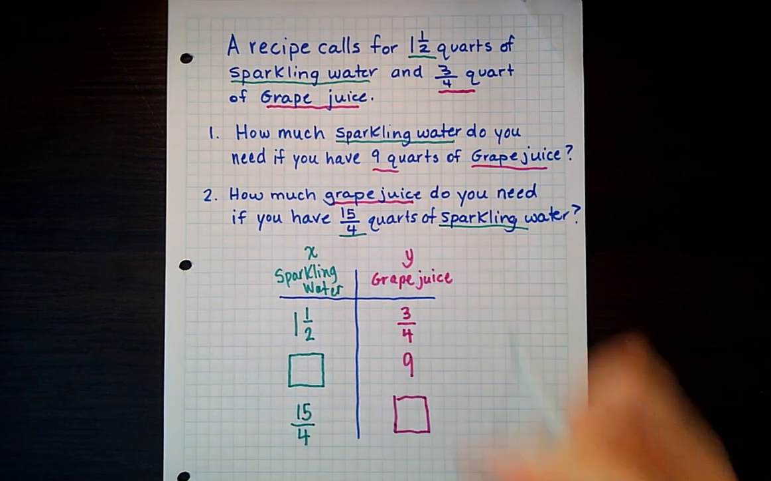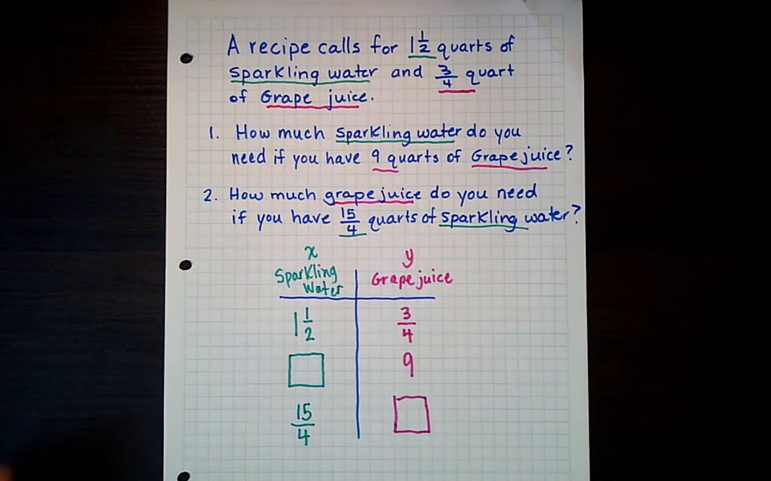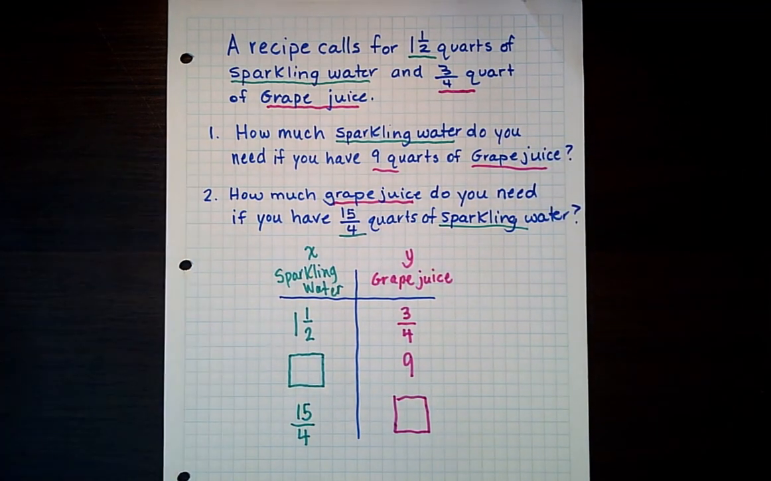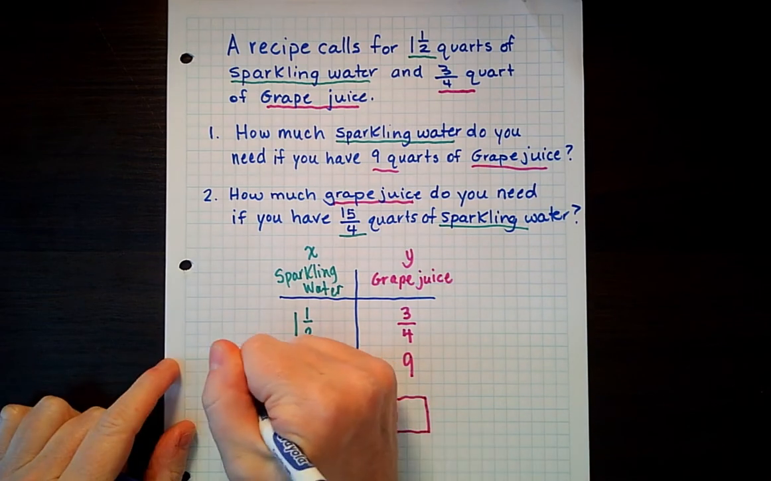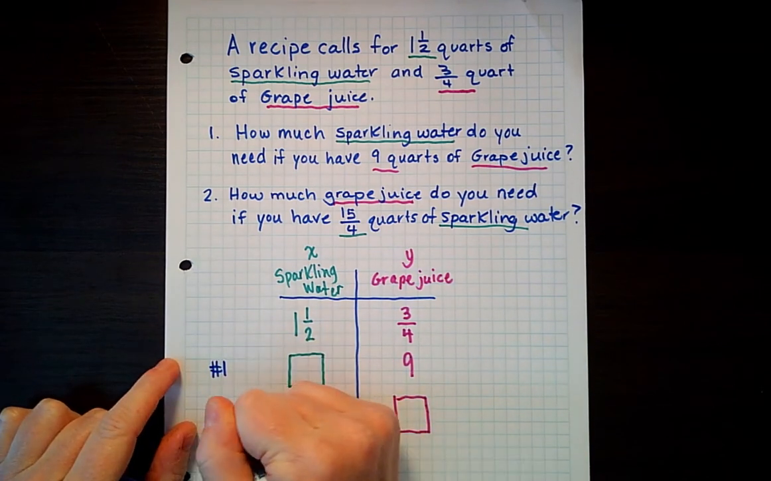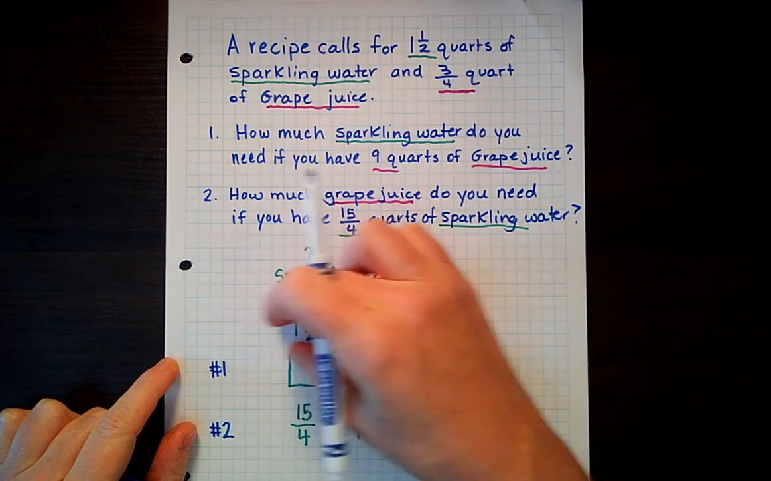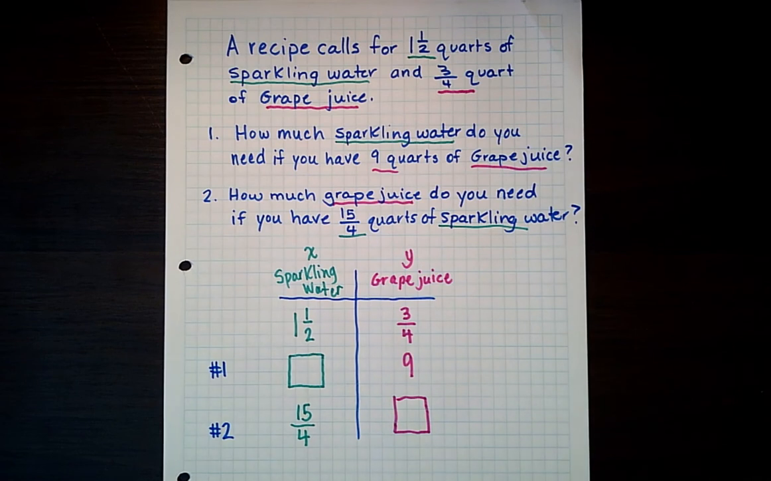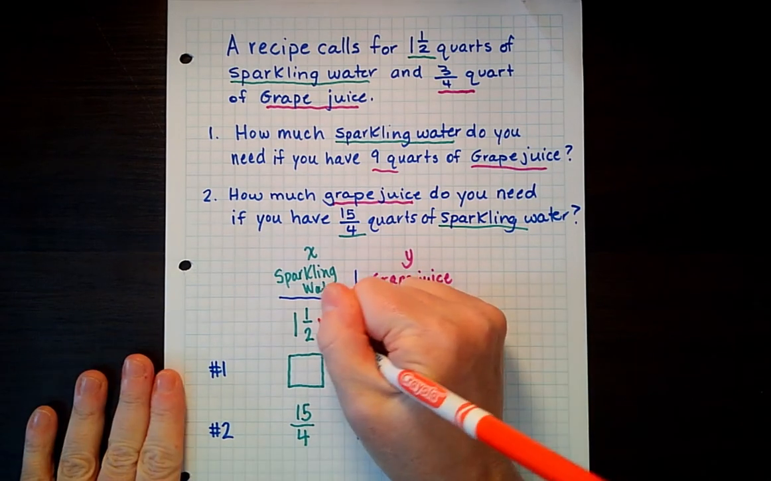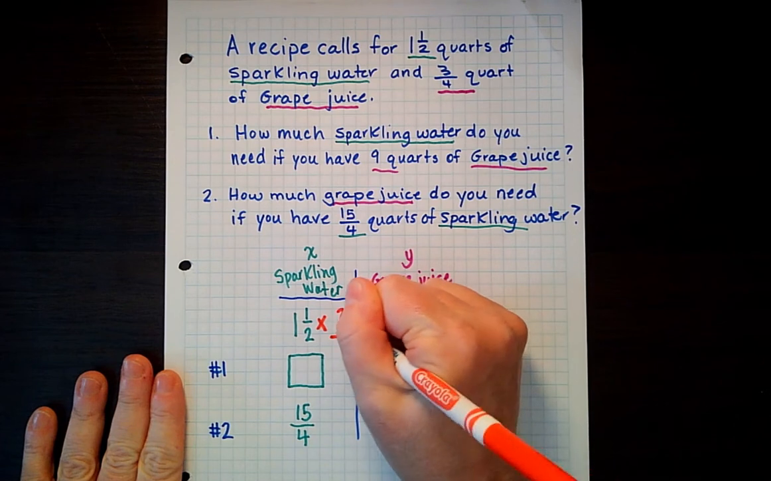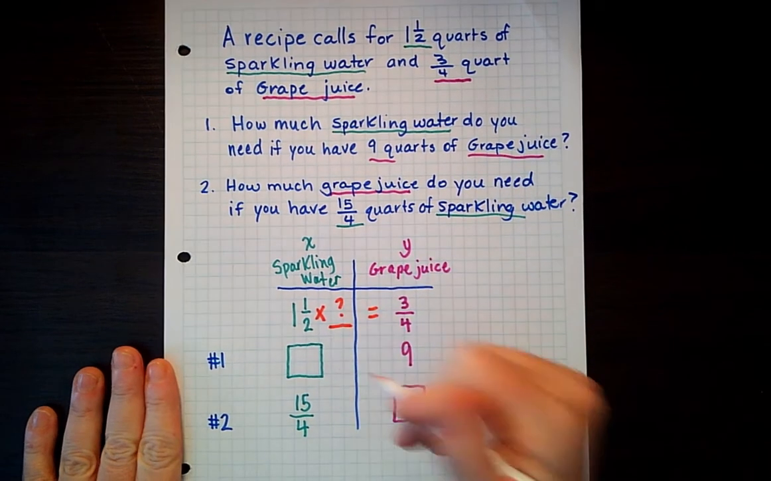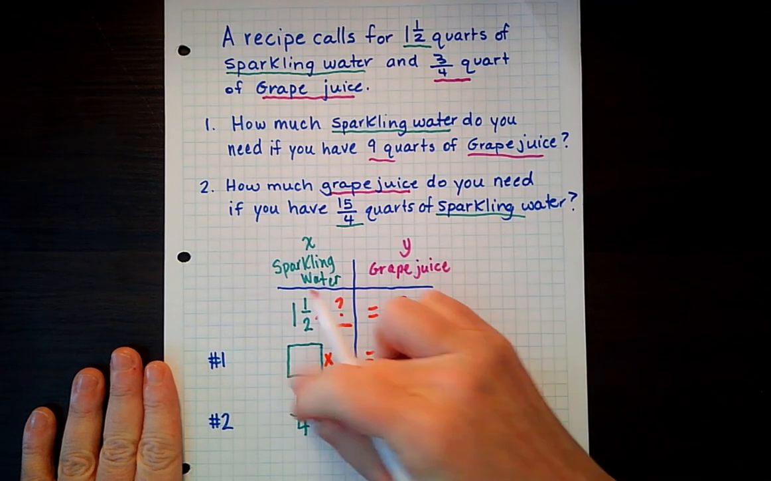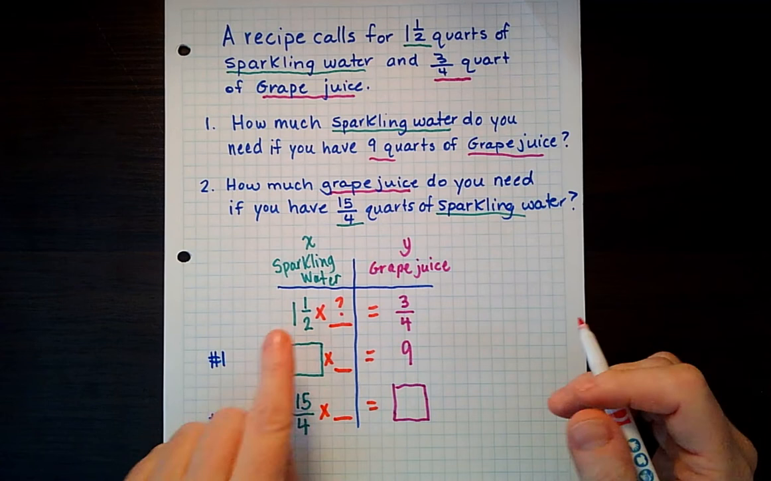Okay, so now I have a table. My table's done, so I can find the answers to question number 1 and question number 2 very easily. This here is question number 1, the first one, so I'm going to write number 1. And this is the answer for number 2. Here is the information that I'm going to use to find these two missing numbers. What we've been doing the whole entire school year so far is trying to find 1.5 times what will give me three-fourths, because this is the constant that you're going to use to help you find the other missing numbers.